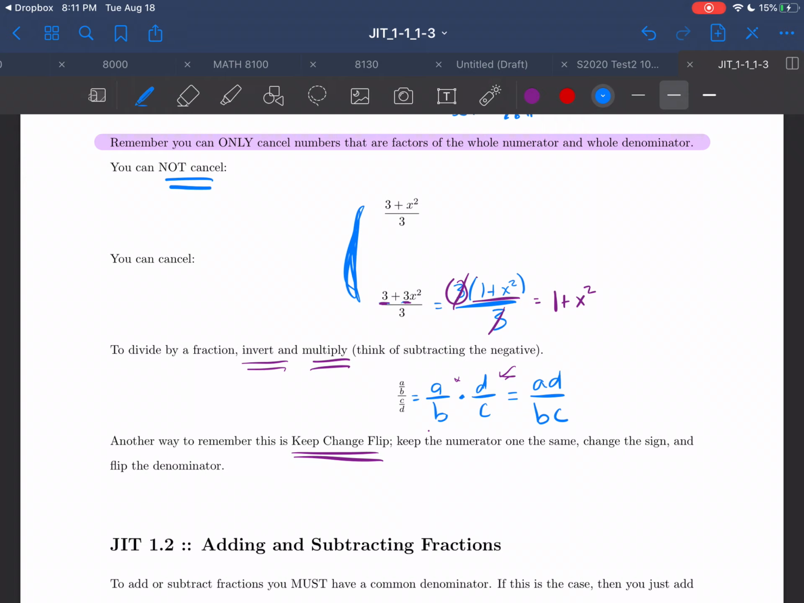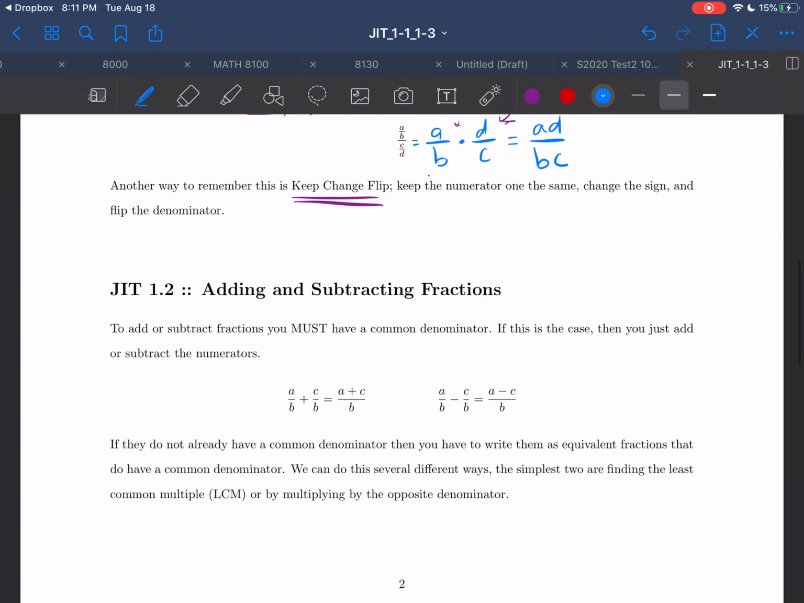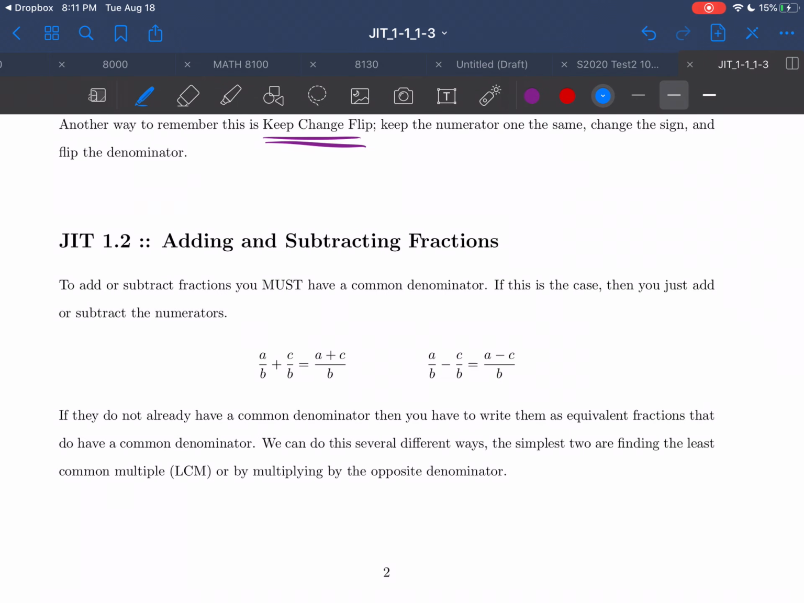Now, with multiplying and dividing fractions, we did not need to have a common denominator. It didn't matter what the fractions are. With adding and subtracting fractions, we will have to have a common denominator. They absolutely must have a common denominator.